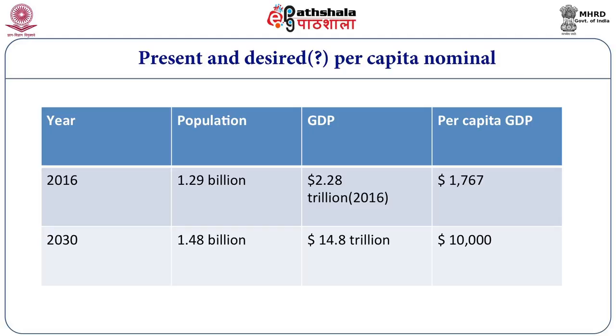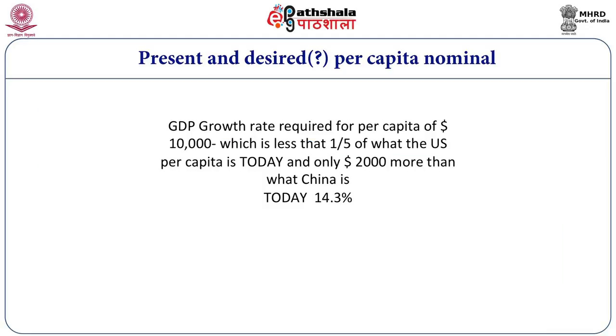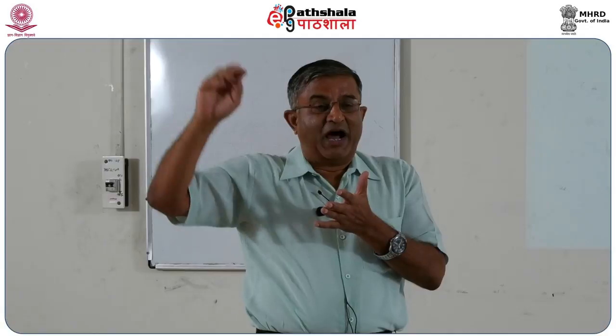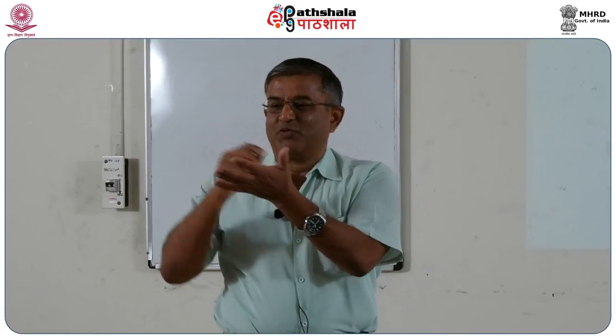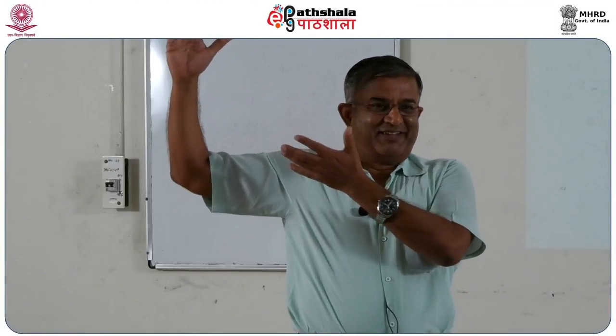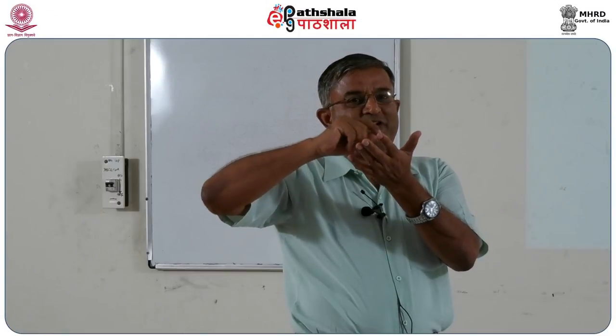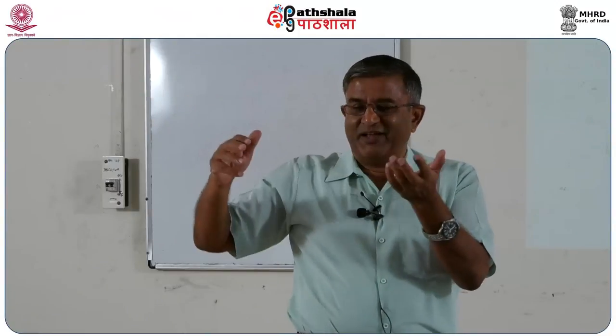If you want to get 10,000, what should our growth rate be? Growth rate required per capita of 10,000, which is less than 1/5 of US per capita today, and only 2,000 more than what China is today. What should our growth rate be? Can you guess? 14%. To get 10,000 per capita in 2030, you have to grow at 14% per year. Can you imagine the shock it gives you? And the next issue, we have these daily arguments in Delhi and the world. IMF says India has cut the growth from 7.2 to 7.1. Planning Commission, World Bank says world growth rate has gone from 7.6 to 7.4. RBI says 7.3. How does it matter?